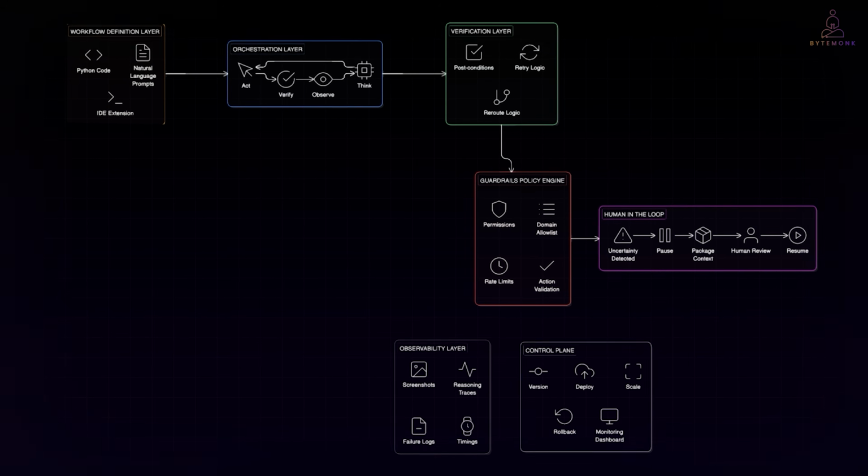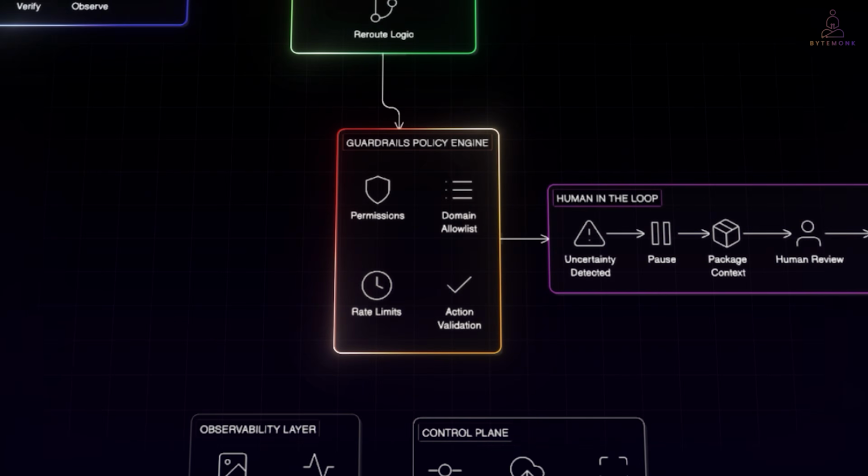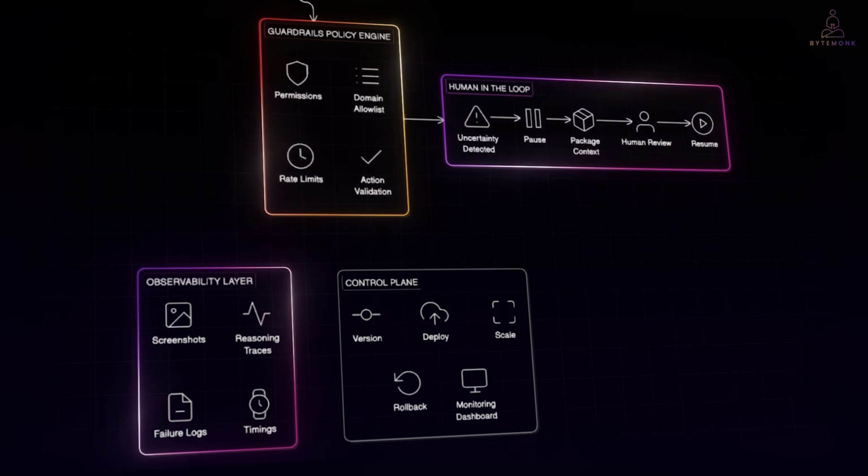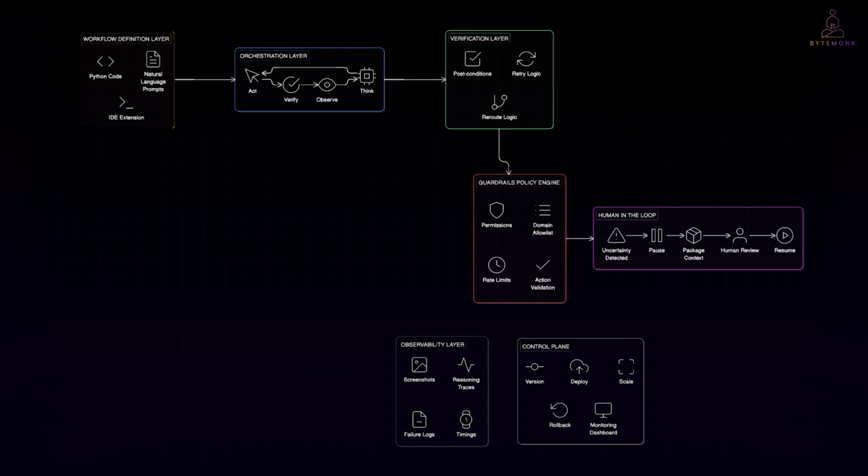The moment you start thinking about agents as distributed systems with orchestration, verification, guardrails, escalation paths, and observability, reliability becomes an engineering problem. And engineering problems have solutions. And that's what ReAct gets right. It's not just a model, it's architecture.